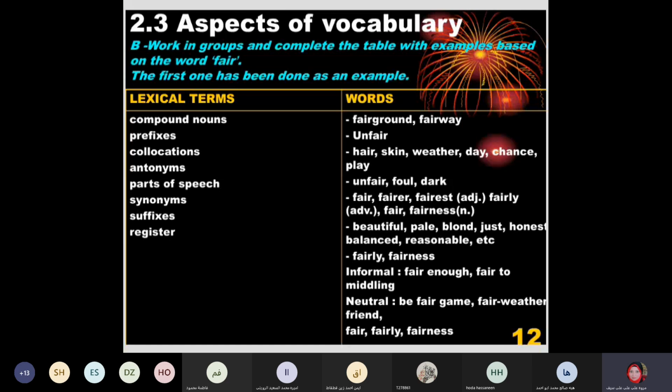What is neutral? Neutral is to use in formal situations and in informal situations. The same expression can be formal, and at the same time it is informal. You can use the expression in either ways, in the two ways. So be fair game is neutral, and fair with a friend is neutral, and fair, fairly, fairness are neutral. You can use them in any situation, whether it is formal or informal. The word fair itself is neutral. We don't know if it is formal or informal. It can be used both ways. All right. Let's move on to another.